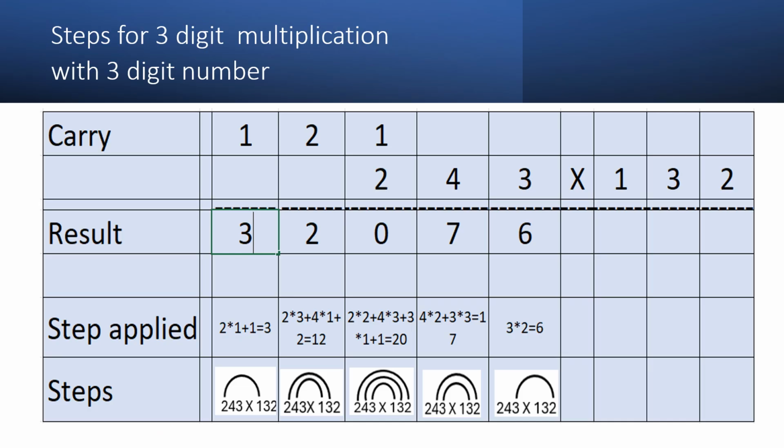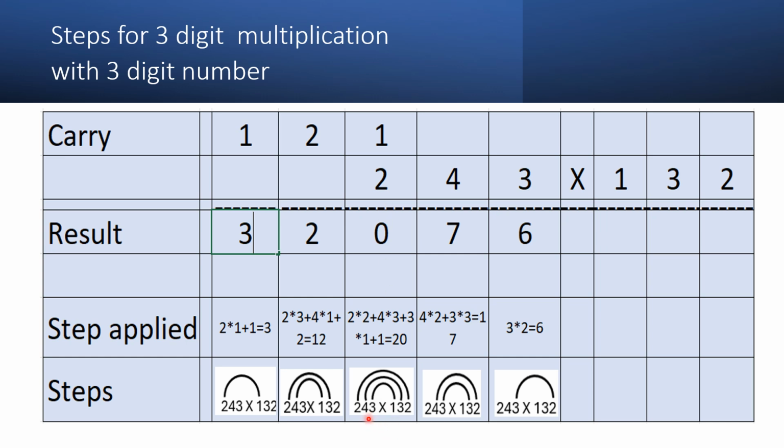This is an example with a carry forward for a three-digit number multiplication with a three-digit number. In the first step, we will have one pair, with 3 into 2 equal to 6, and then in the second step we will have two pairs, that is 4 into 2 plus 3 into 3 equal to 17. So we will keep 7 as the result here and carry 1 forward to the next digit, and then we will have a three-pair set here.